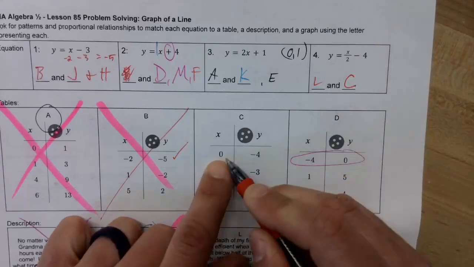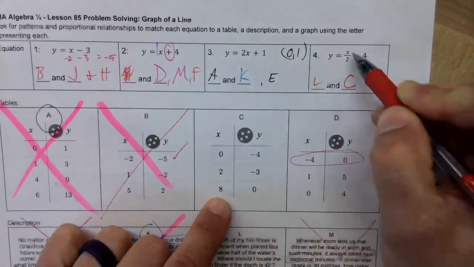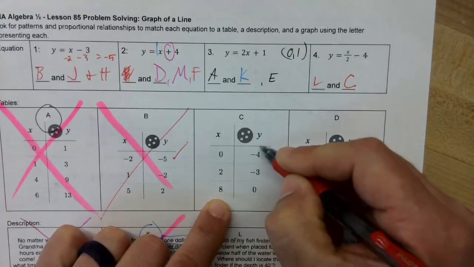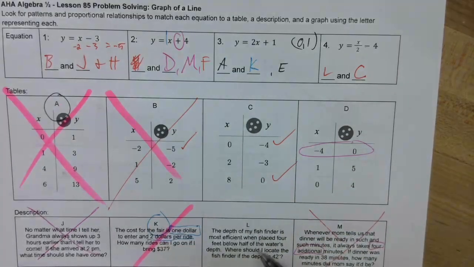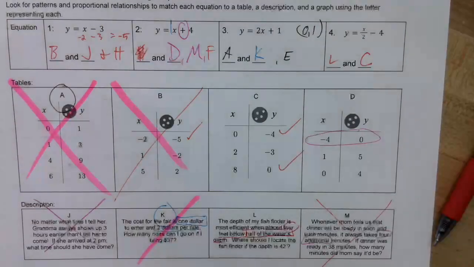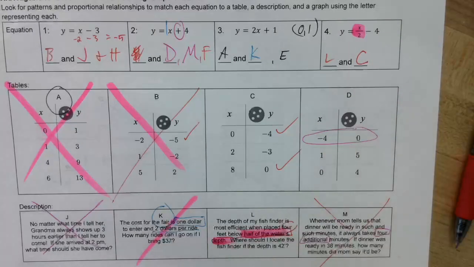We can check it, right? 0 minus 4. There it is. 8, 0. 8 divided by 2 is 4. 4 minus 4. Yep, that's 0. It works. Only have to check 2. Don't have to worry about that one. The depth of my fish finder, 4 feet below half the water's depth. So right there, that half the water's depth, that's my 1/2, right?